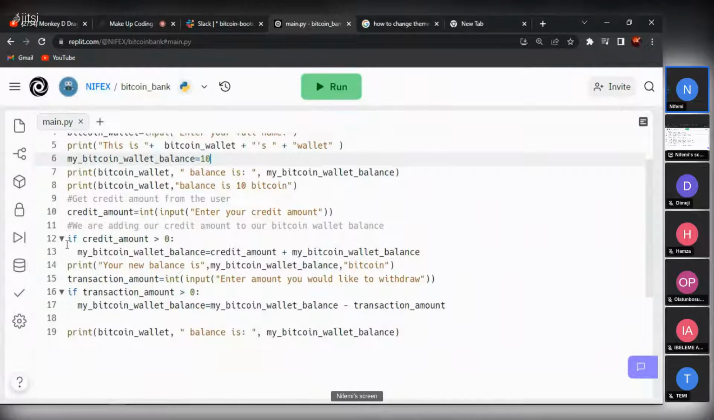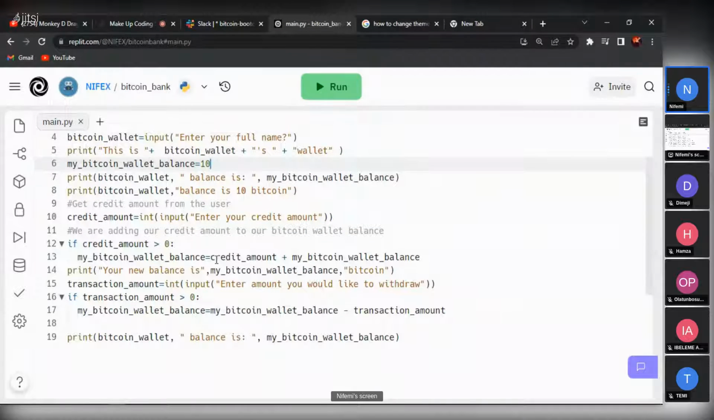Here it explains you are adding our credit amounts to our Bitcoin wallet balance. Next, we're starting to use the if statements. If credit_amount is greater than zero, then my_bitcoin_wallet_balance equals credit_amount plus my_bitcoin_wallet_balance. The credit amount that we typed in, if we add it to what we originally had, which was 10, that's what is going to give us my_bitcoin_wallet_balance again, because we are still sending money into the same account.